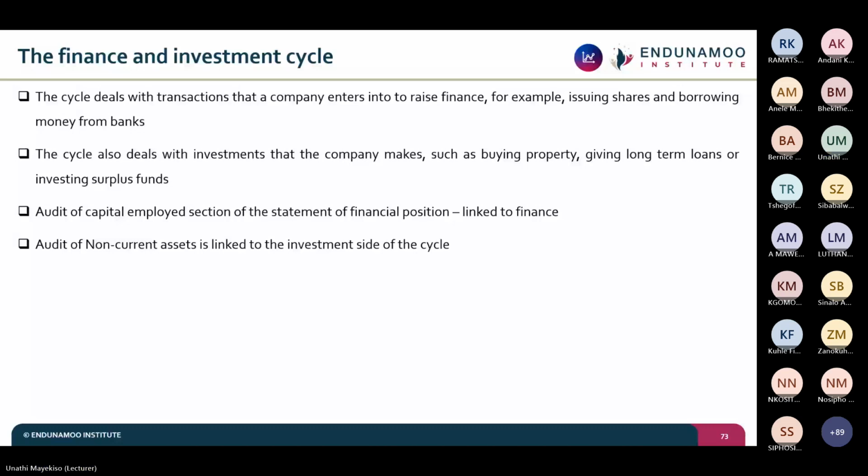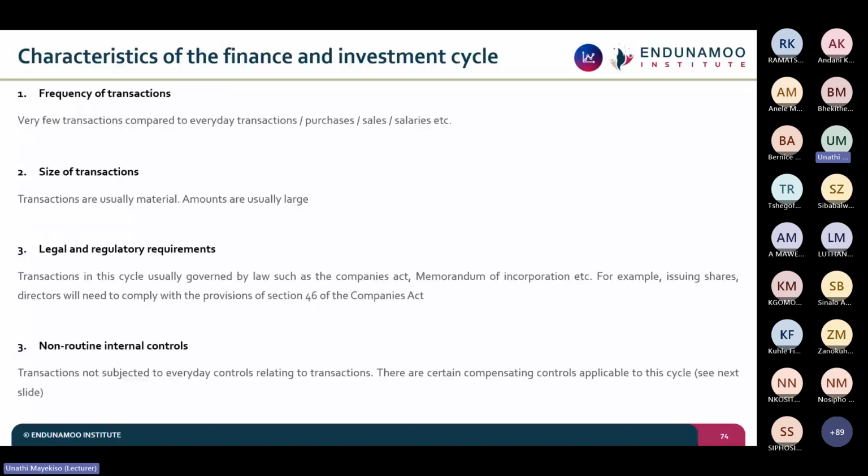Then the characteristics of the finance and investment cycle is the fact that there aren't a lot of transactions that go in there. It's not like with the others where you can put out departments and things like that, because it sits with many different areas. Also, the transactions are usually quite material. I mean, if you're going to buy property and stuff, it's large transactions. It's not like when you're buying inventory.